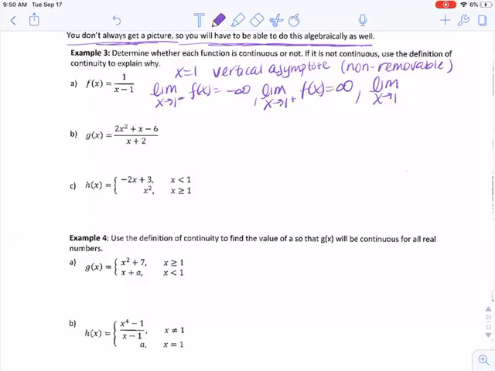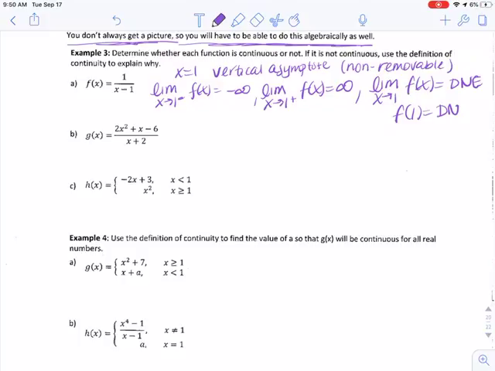So the limit as x approaches 1 of f of x is D and E. And then f of 1 is D and E. So again, because these four values are not all the same, it's not continuous at x equals 1.